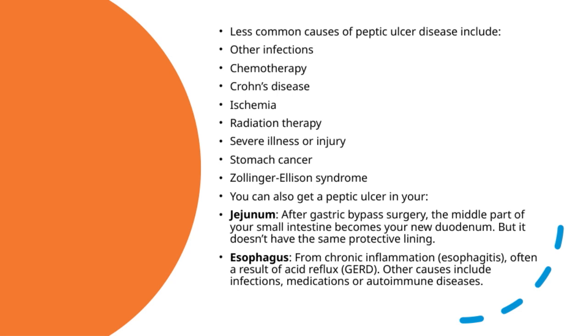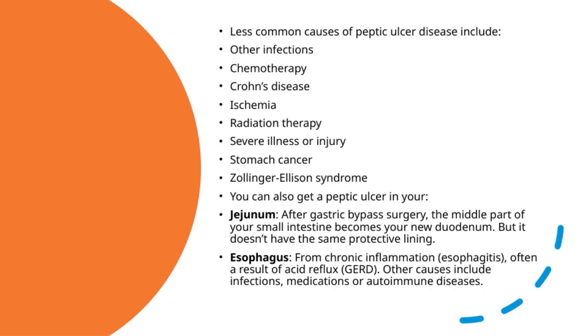Severe illness or injury in general can weaken the body's defenses and make ulcer development more likely. Stomach cancer itself can sometimes present with ulcer-like lesions. And then there's Zollinger-Ellison syndrome, a condition where excess stomach acid production leads to ulcer formation. Moving beyond the stomach, ulcers can also form in other parts of the gastrointestinal tract.